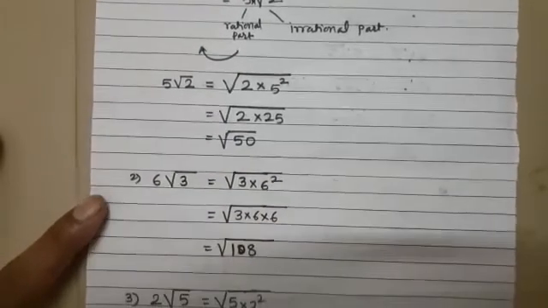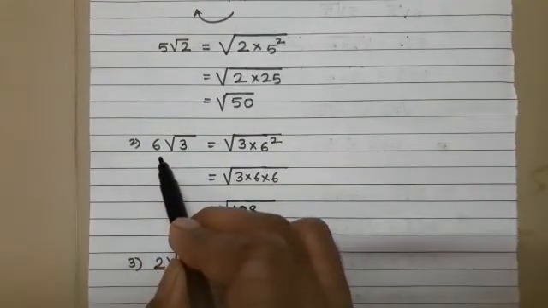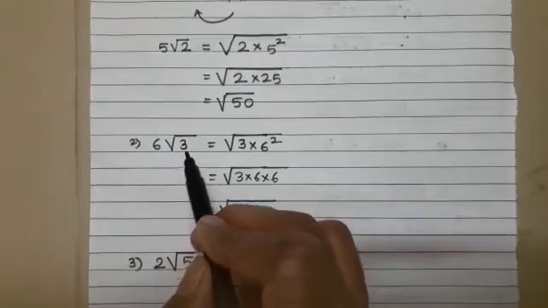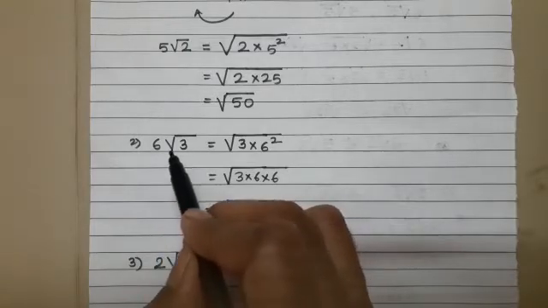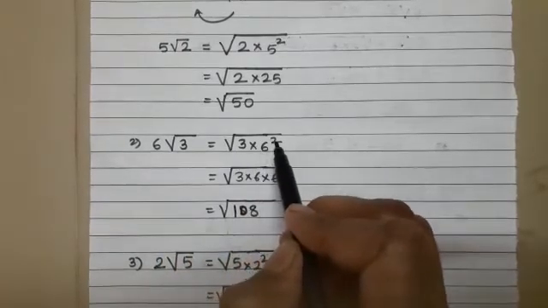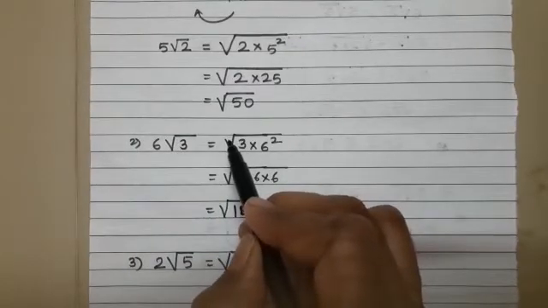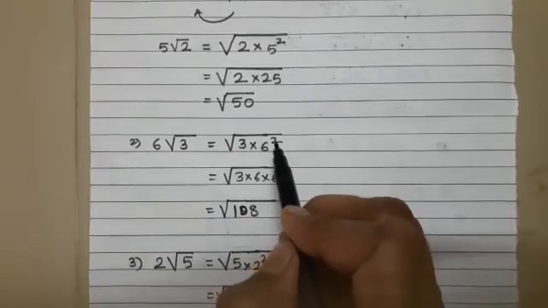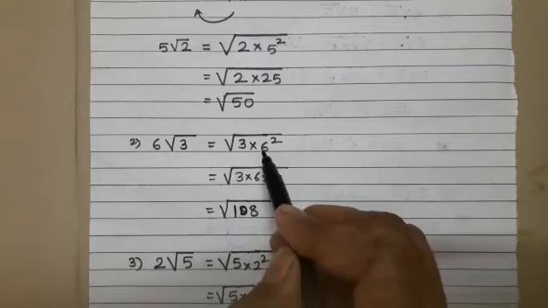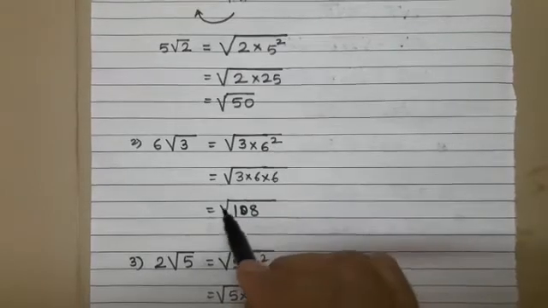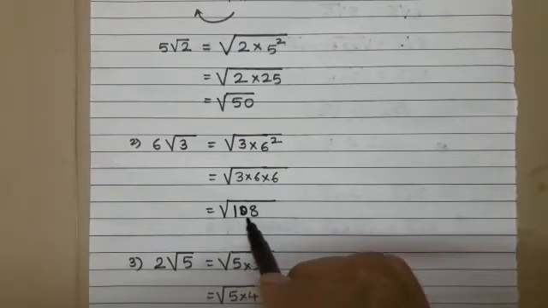Now we see the second example. This is the simplest form of the surd, 6 square root of 3. Now take the 6 inside the square root and do the square of that. Square root of 3 as it is. What is the order of the surd? Now write down the power of that number. 3 into 6 into 6. 6 square means 6 into 6. Write down the square root, and the product of this is 108.